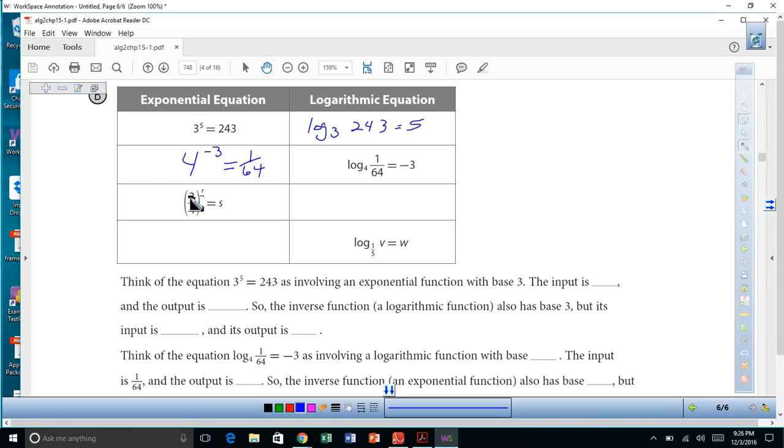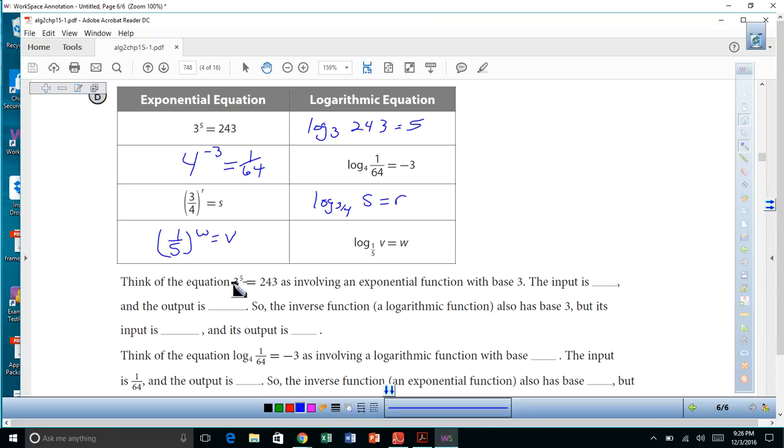Now we have an exponential function 3/4 to the r power equals s. So we're going to have log base 3/4 s equals r. Here we have log base 1/5 v equals w. So 1/5 to the w power equals v. And that's basically what I just did here.